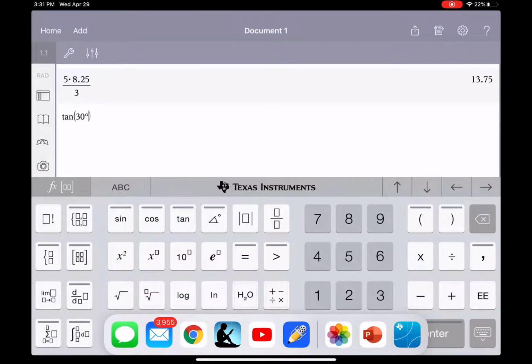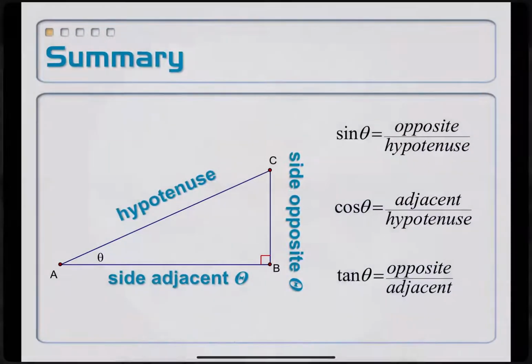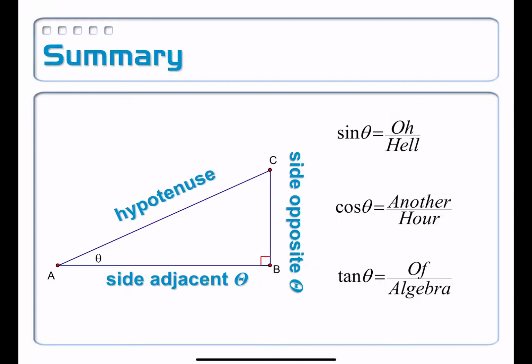Okay, so sine, cosine, and tangent, if you remember that order or just look at the order on the calculator, then here's a mnemonic to help you remember which one is which. It's, oh hell, another hour of algebra. Sine, cosine, then tangent. O over H is opposite over hypotenuse, A over H, adjacent over hypotenuse. Tangent is O over A, opposite over adjacent. Oh hell, another hour of algebra.